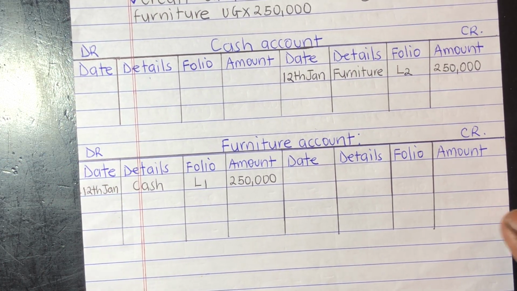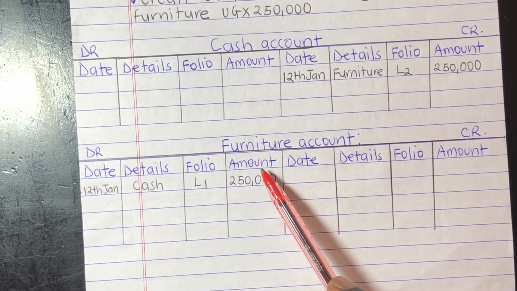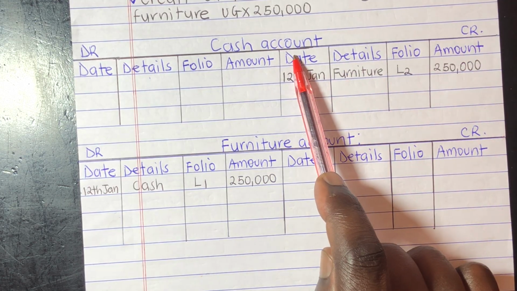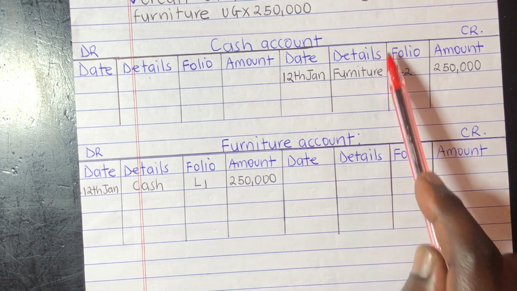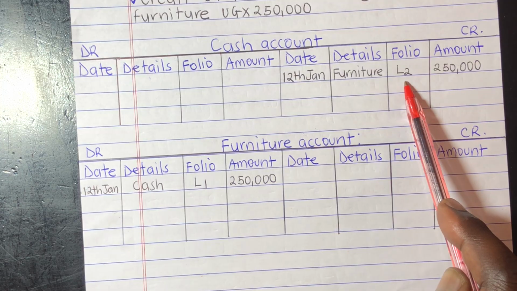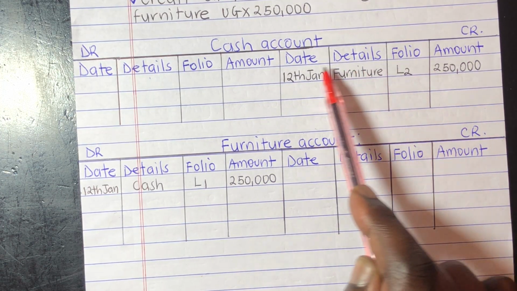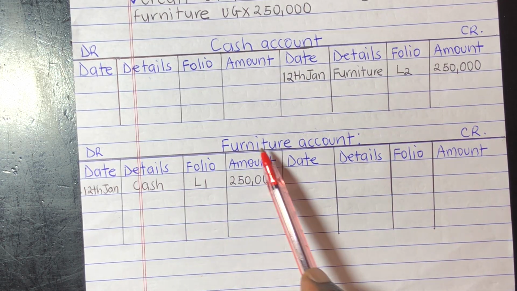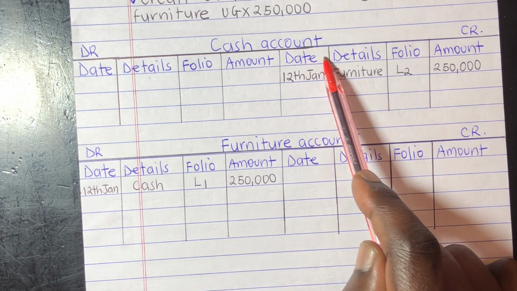Now it is the cash account. We said the cash account was losing money to the furniture account. So we credit the cash account by recording it. You come and record it on the date, which was the 12th. Then the details: it was losing money to the furniture account, and the folio is ledger 2, and then the amount is 250,000. Then come and record this same amount of money on the debit side because the furniture account was gaining money from the cash account.